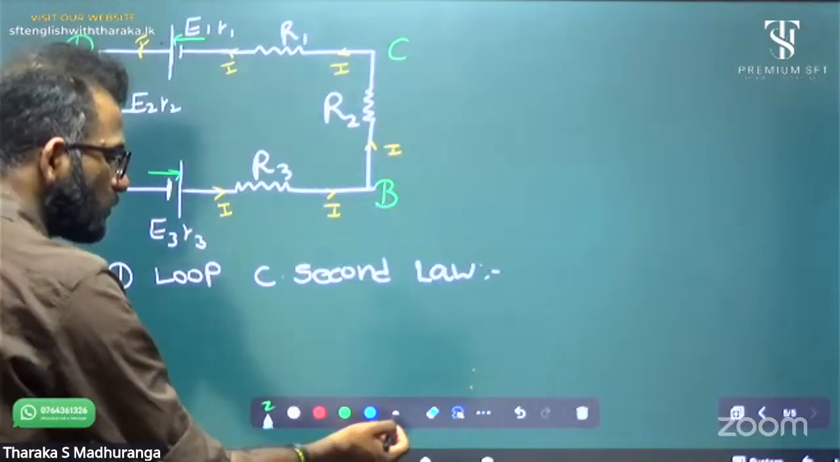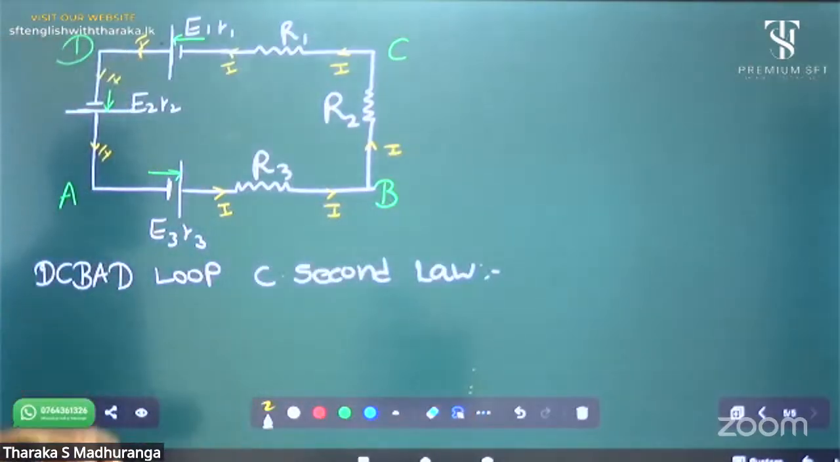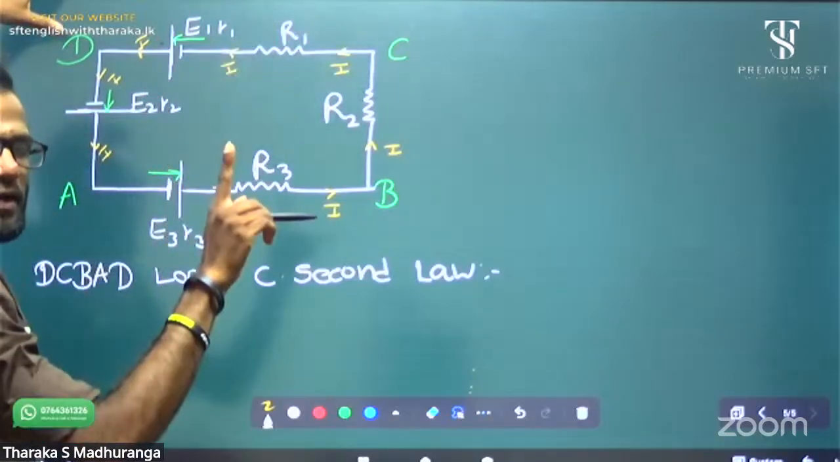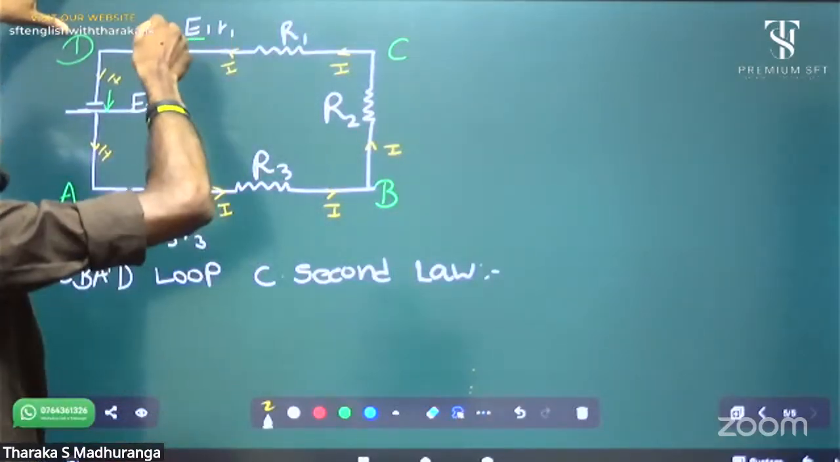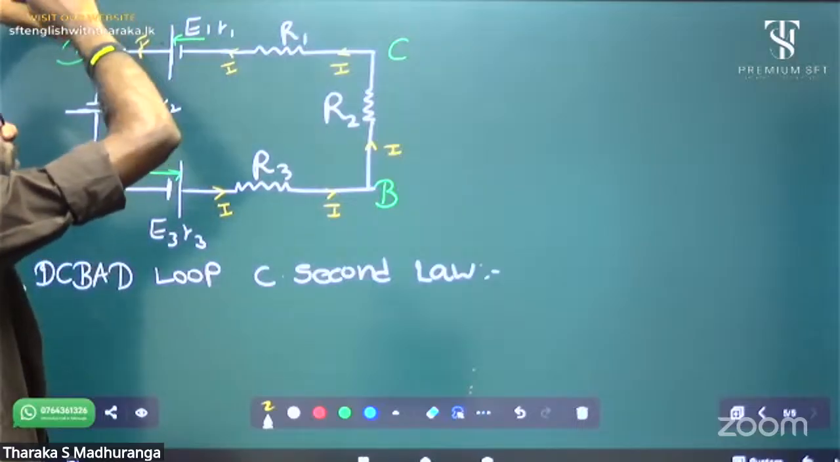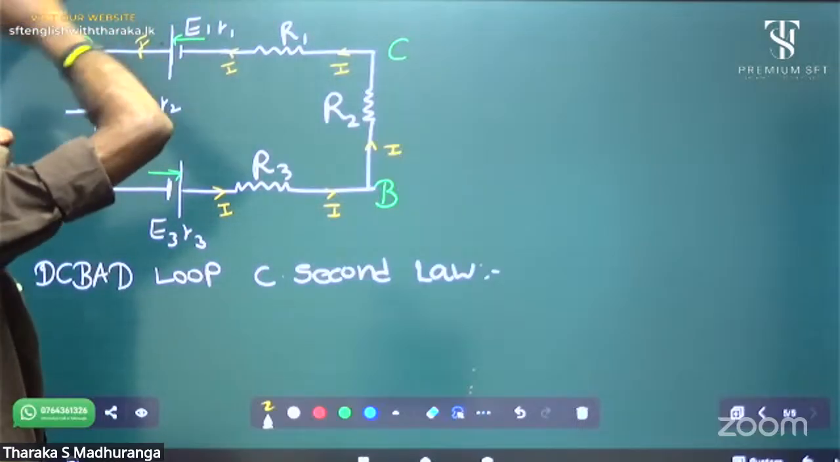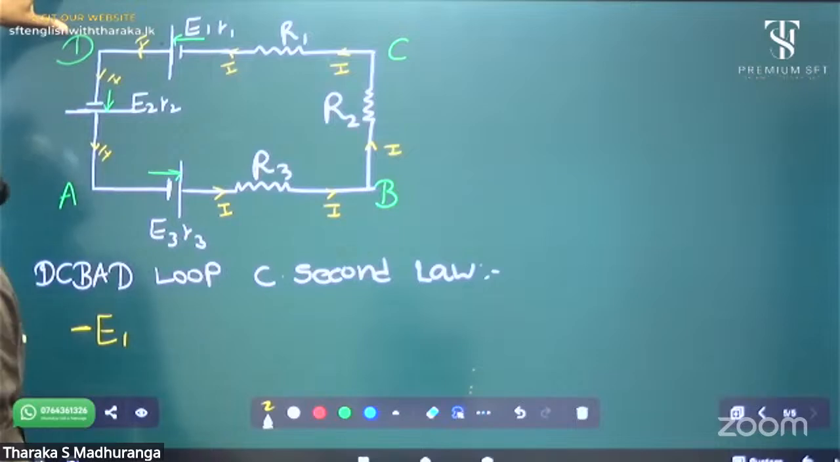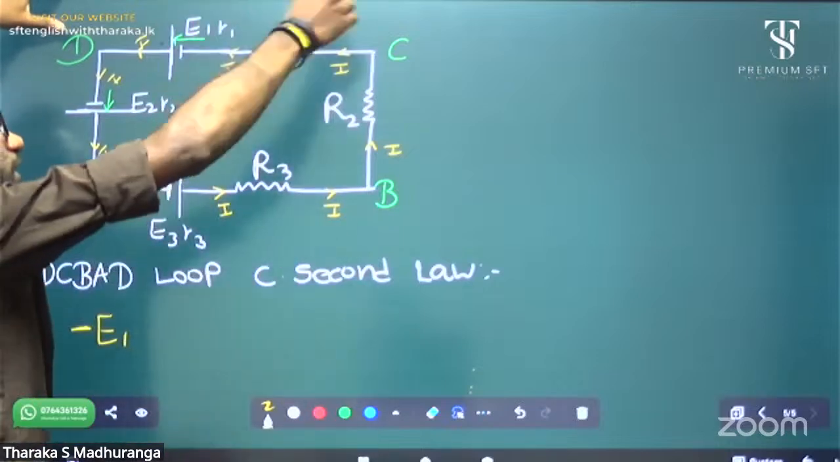Okay, can you try this? Joel, can you try this? You have to start at D. First, you have to find the electromotive forces. D to C, only one battery. My direction and the electromotive force direction are opposite. Therefore, minus E1.